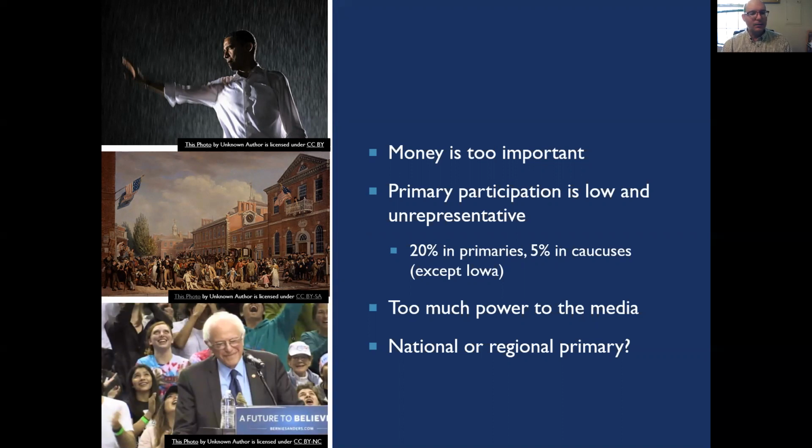Another issue, and this is really with the primary system generally, primary participation is low, okay? There's only about 20% turnout in primaries, and only about 5% turnout in caucuses, okay? Not Iowa. Iowa is the first. It gets a lot of attention. People in Iowa know about this. They take it very seriously. Even so, it's more like a 20% turnout, okay? Of eligible voters, only about 20% are coming out, okay?